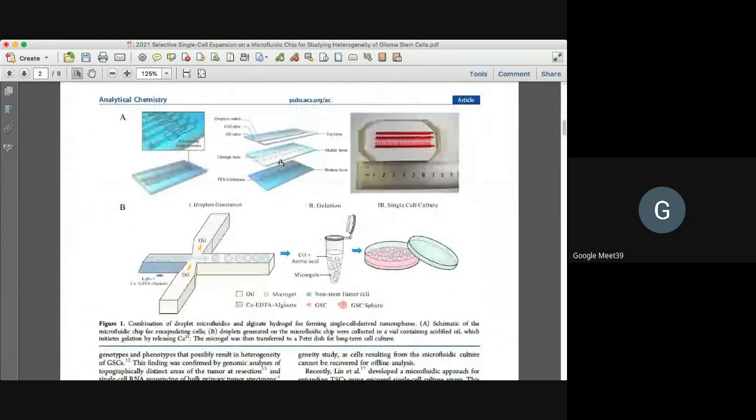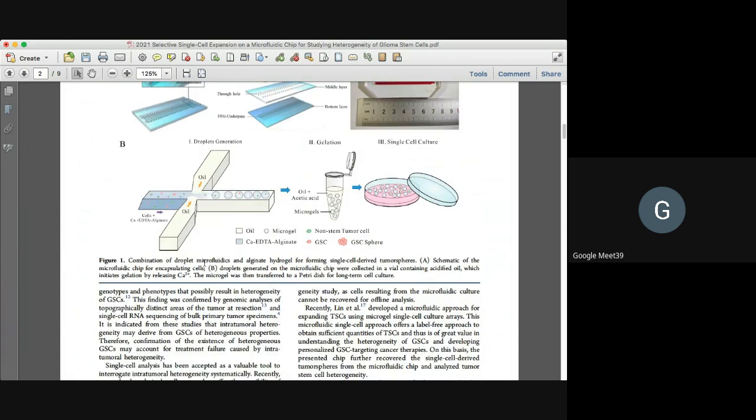Here is the architecture of the device. So it has 3 layers. The bottom layer is where the channels that perform this droplet formation are located. Then the middle layer, which has these holes in order to connect the tubing, and the top layer is where the outlets are located, and also the cell inlet and the oil inlet. Here you see the size of this microfluidic device and how they form the droplets using the same oil that we have.